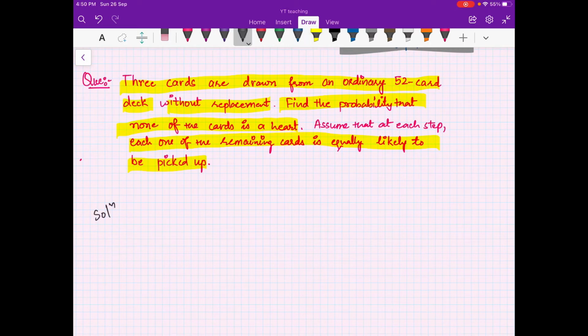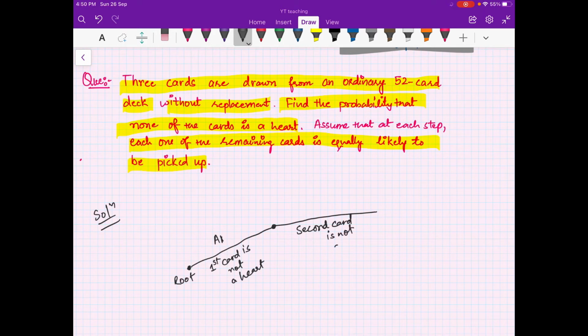So for this particular experiment, what we are looking for is, if we start, this is our root, we want that the first card is not a heart, right? So this is our A1, and then you reach here, then you want that the second card is not a heart again. And then you reach here and you go again, that the third card is not a heart. Okay, so you see, you reach here.